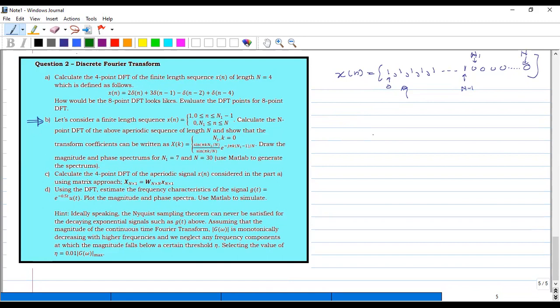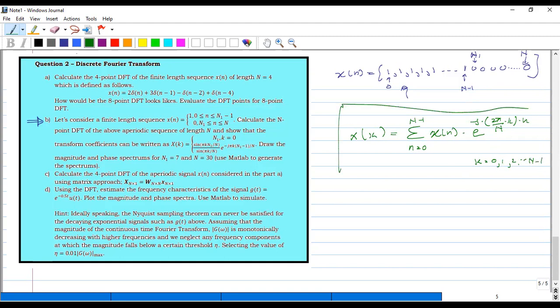So if we use the definition, X(k) should be the sum for n equal to 0 to N minus 1 of x(n) e to the power minus j 2π by N k n. So this k should be 0, 1, 2, and so on up to N minus 1. So this is the definition. I think we have to directly use the definition.